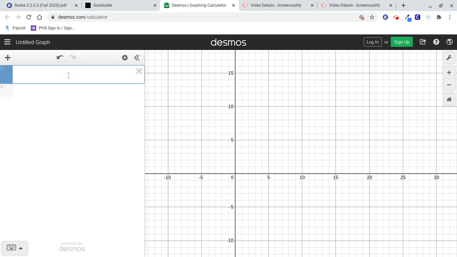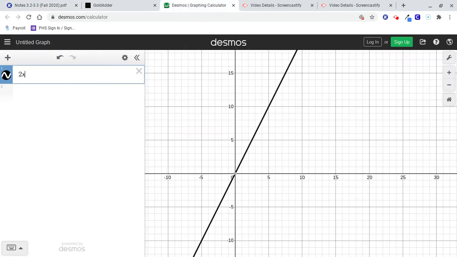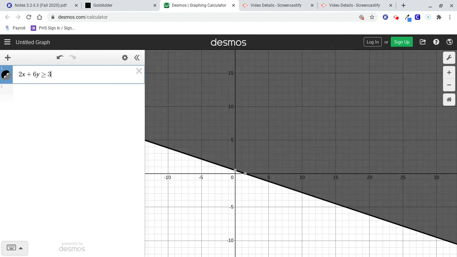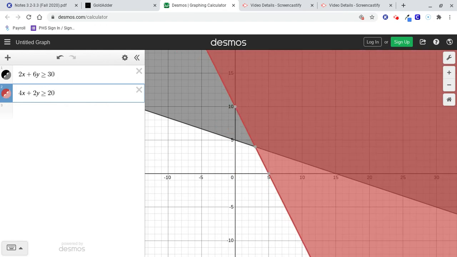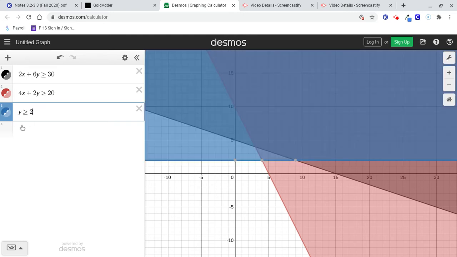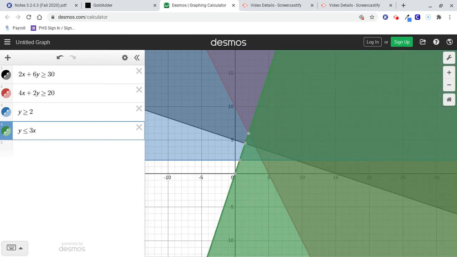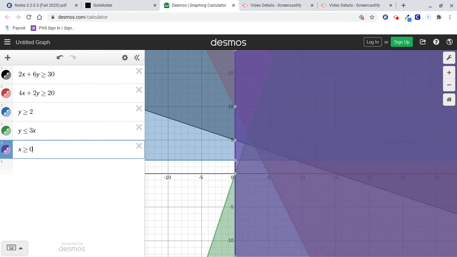We've got 2x plus 6y is greater than or equal to 30. 4x plus 2y is greater than or equal to 20. Y is greater than or equal to 2. Y is less than or equal to 3x. X is greater than or equal to 0.